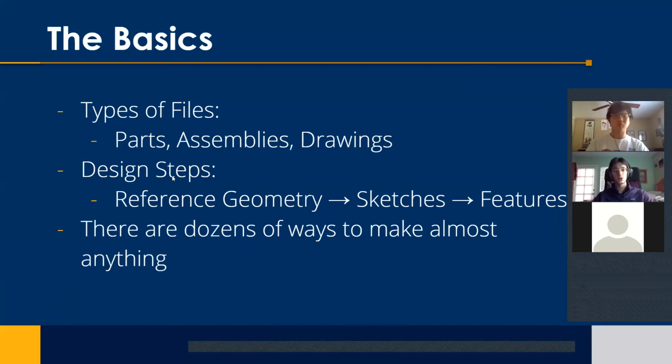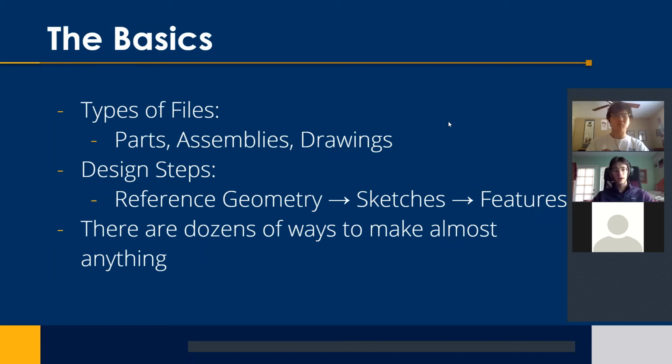So usually in most of your parts, you're going to be going from reference geometry. That's something like one of the planes or an axis or something that's not actually a physical manifestation of your idea. And then you're going to be making a sketch to add on that, and you're going to be turning that sketch into a feature.